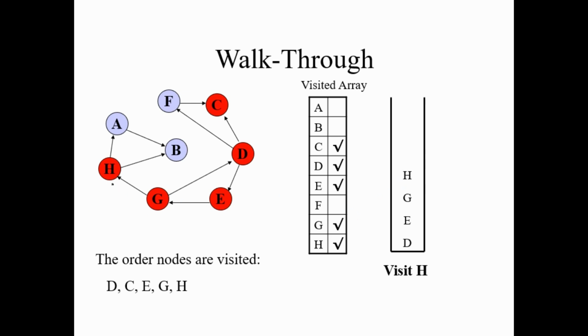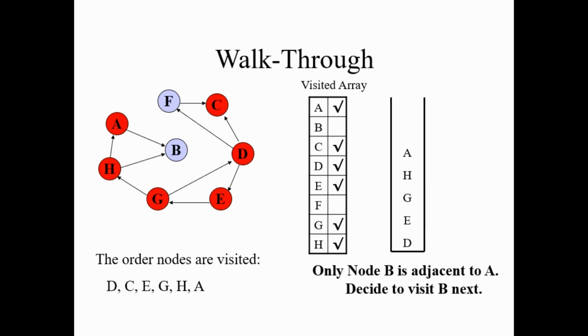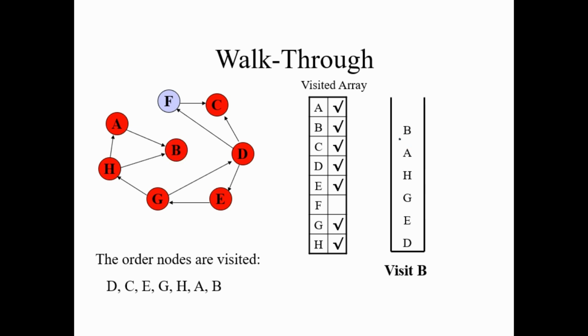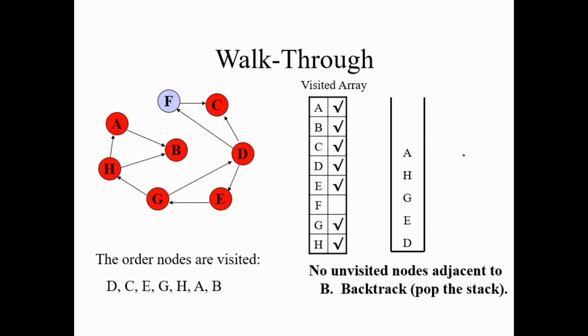From H we can go two ways, either A or B. Because we are following alphabetical order, we decide to visit A next. When we visit A, we mark it and push it into the stack. From A we have only one path leading towards B, so we mark it and push it to the stack. From B we cannot go anywhere, so we pop it out of the stack and backtrack.